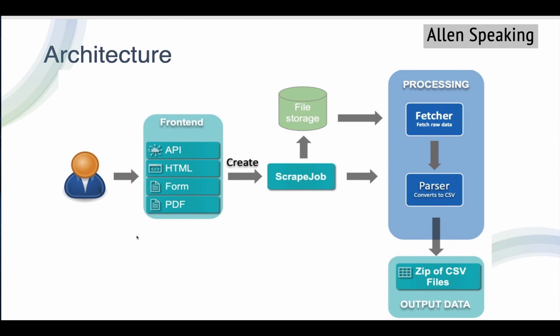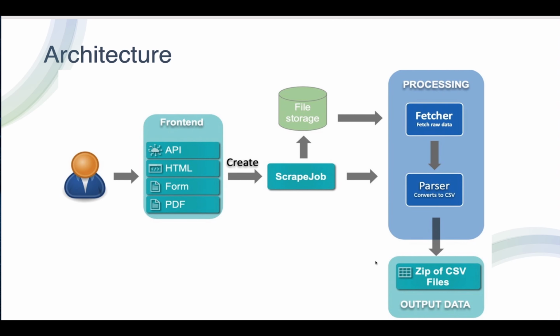This is the architecture of our application. The user will choose the type of parsing job and submit a form with essential information such as input file or input URL, etc. Then our application will create a scrape job object and save the uploaded file into local storage. Then a parsing job will start to run, and the job will first fetch the data, either a local file or data from external websites, and then parse the data into CSV files.